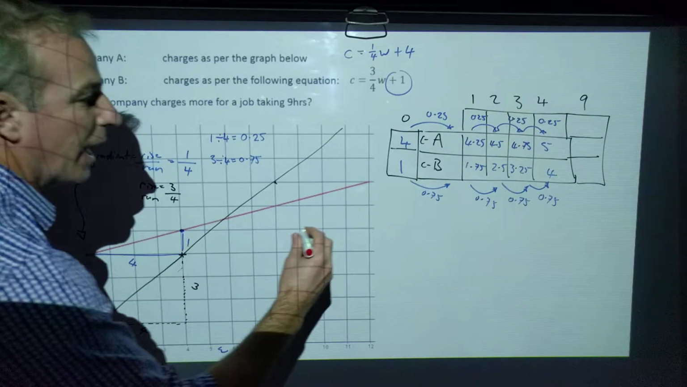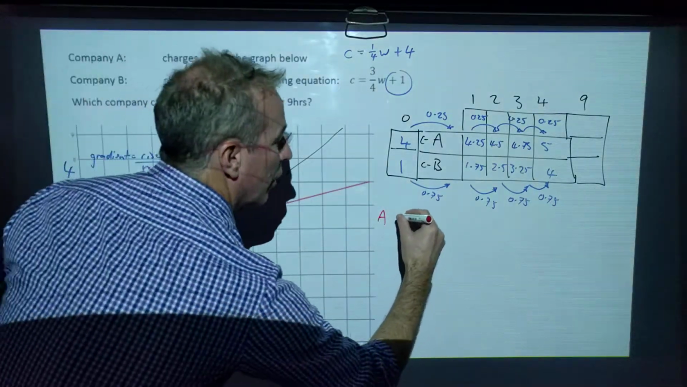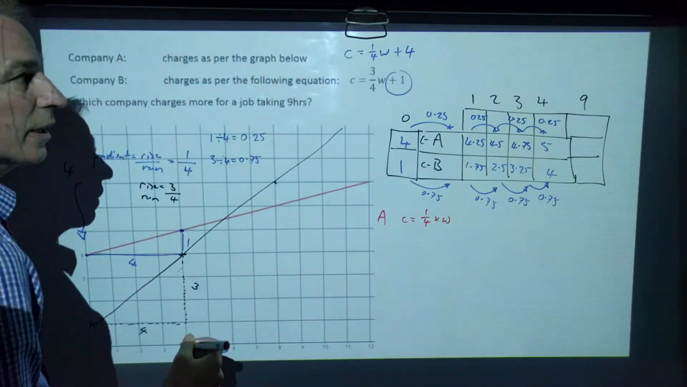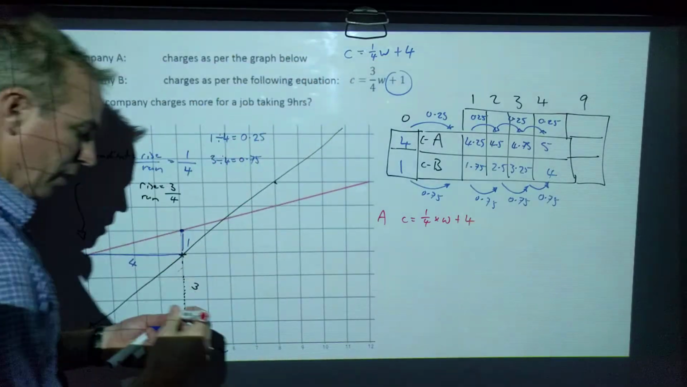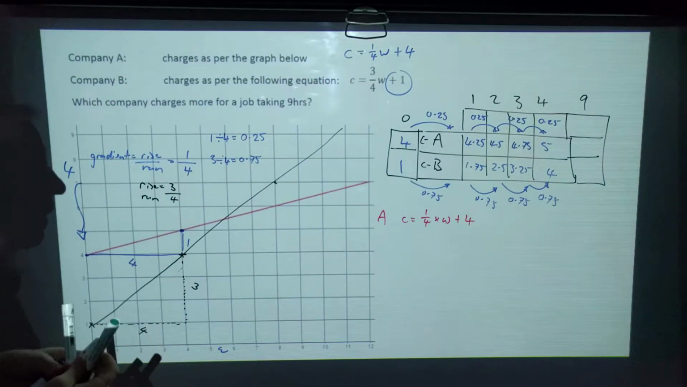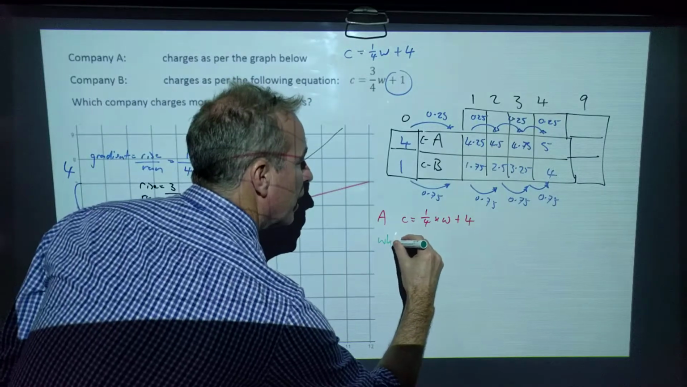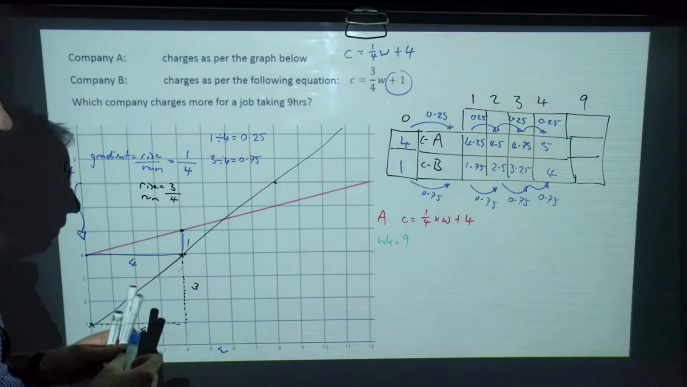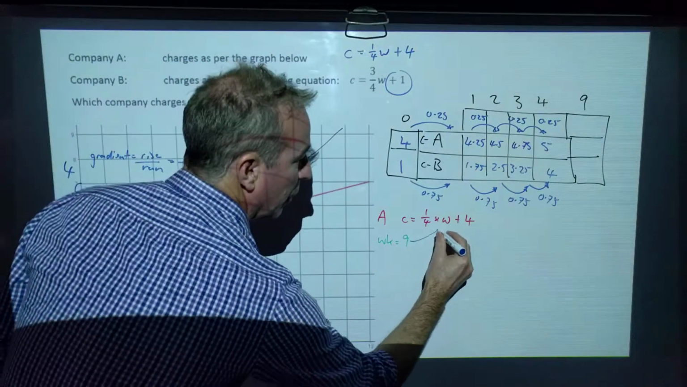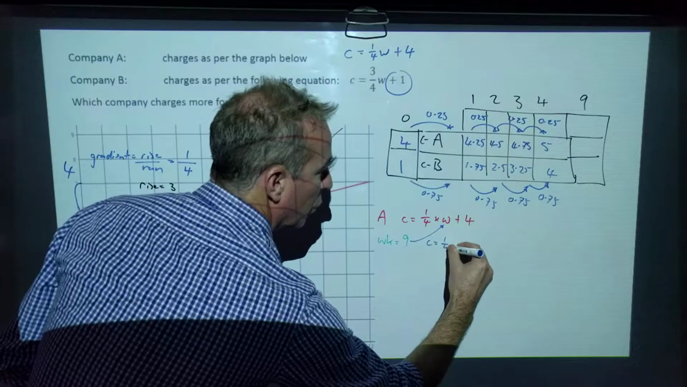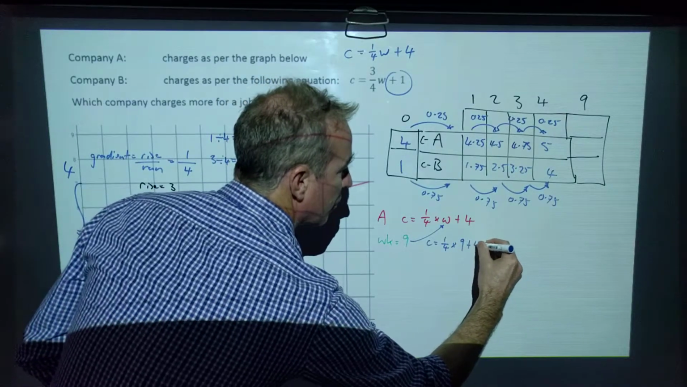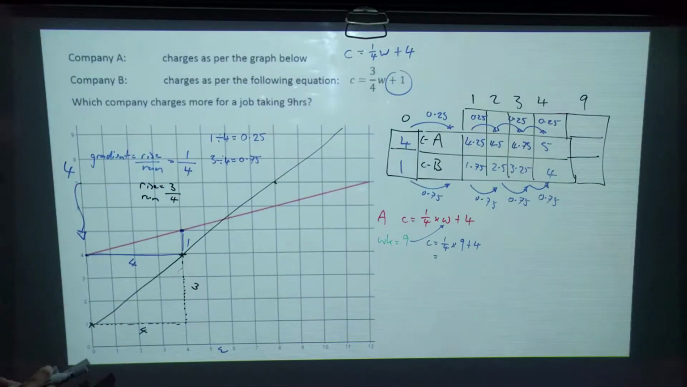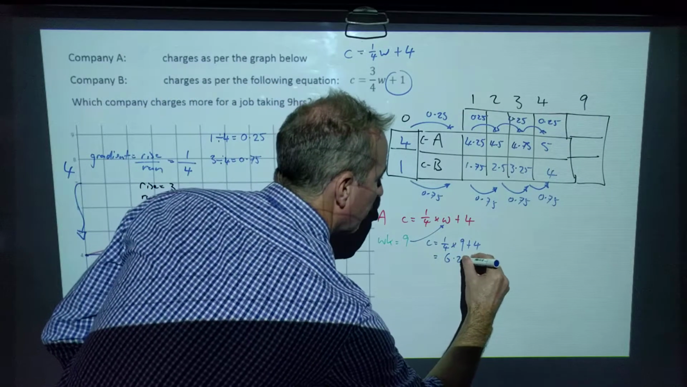Okay, so for company A, we know that the cost is going to equal 1/4 times whatever week it is plus 4. Now in this particular one for company A, we want to know what the cost is when the week equals 9. So we put that 9 where the W is. So C is going to equal 1/4 times 9 plus 4. And that works out to be 6.25.